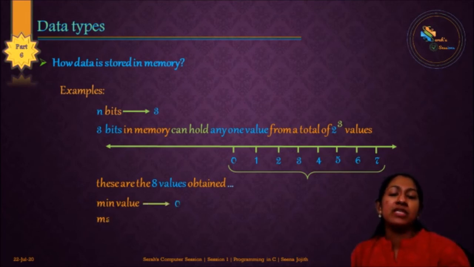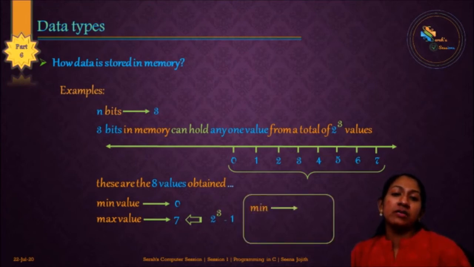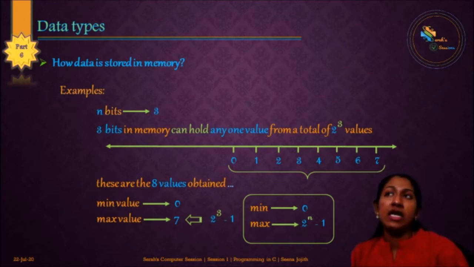So here also, since we are considering only positive values, the minimum value is 0 and the maximum value will be 7. How can you obtain 7? It is 2 raised to 3 minus 1, right? So the minimum value is 0 and the maximum value is 2 raised to n minus 1. If we generalize and form an equation, for the minimum value I don't think you need an equation, it is 0. But for the maximum value, the equation is 2 raised to n minus 1. Substitute the value of n for the power and you will get the maximum value. Okay.